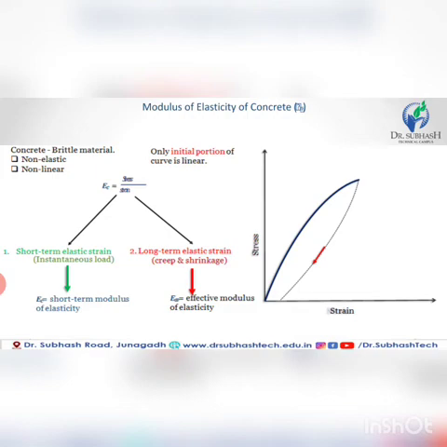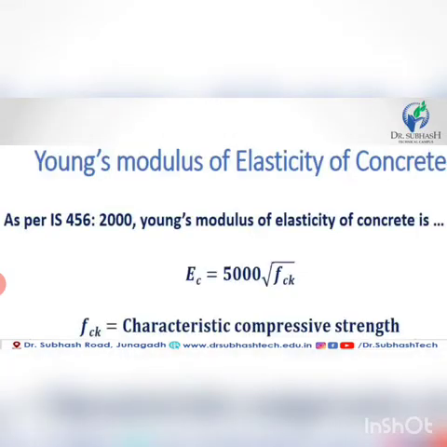There are two types: short term elastic strain and long term elastic strain. Short term elastic strain is due to instantaneous load, and long term is due to creep and shrinkage. Short term modulus of elasticity and effective modulus of elasticity. Okay, next. Young modulus of elasticity. As per IS 456-2000, Young modulus of elasticity of concrete Ec is equal to 5000 under root fck. fck is the compressive characteristic strength.